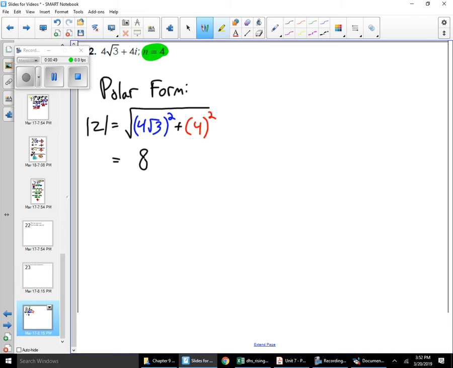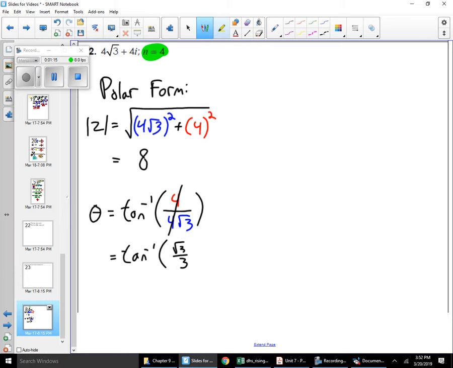We also need to find theta. So tangent is going to be the function we want here, inverse tangent, and it's inverse tangent of 4 over 4 root 3. Note those 4's will cancel, so when you go to do your unit circle lookup, you're really just going to be looking for 1 over root 3, which is the same as root 3 over 3. That's what you'll be looking for on your unit circle. Keep in mind this is a quadrant 1 complex number, so you're looking in quadrant 1. The angle which makes that true is pi over 6.